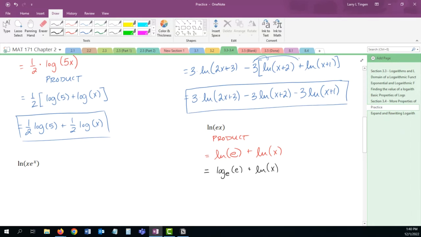What happens when the base of the log and the base of the argument are the same? The answer is the exponent. What power do I raise e to get e? 1. So log base e of e, or natural log of e, is just 1. Why can't I do anything with the natural log of x? Because the base is e, and I can't rewrite x in terms of e. X is just x.